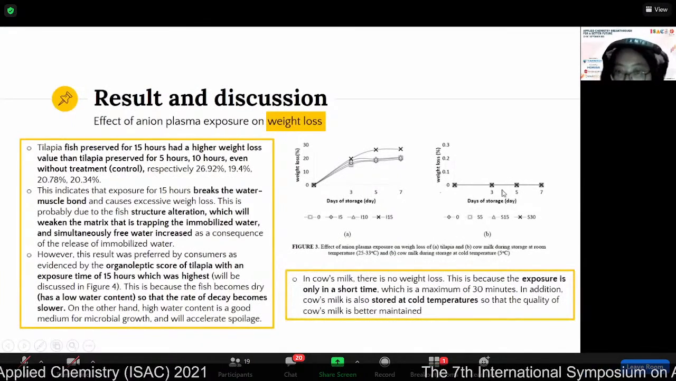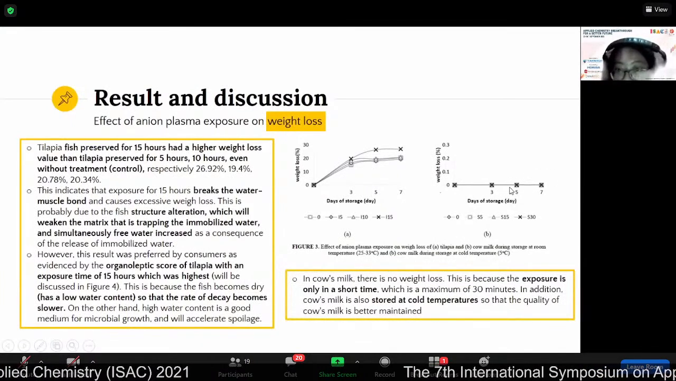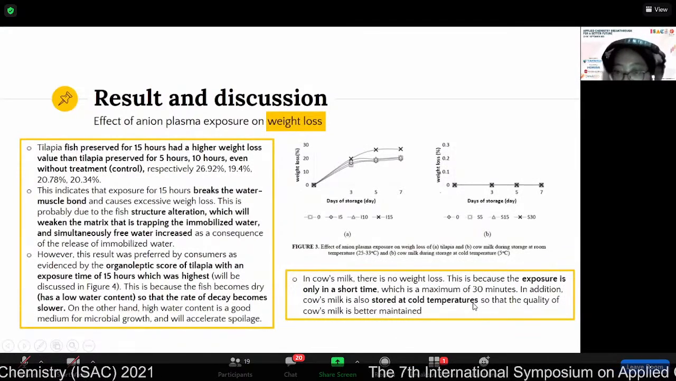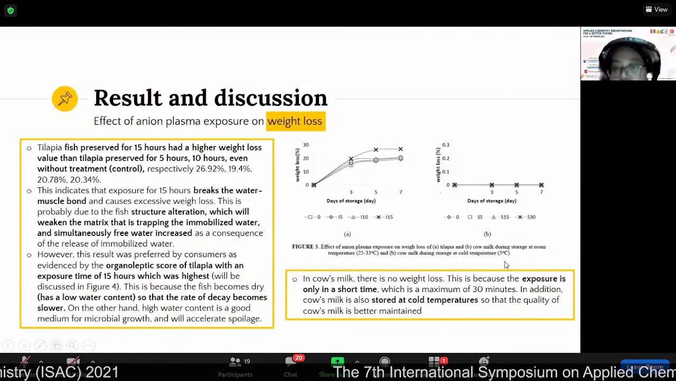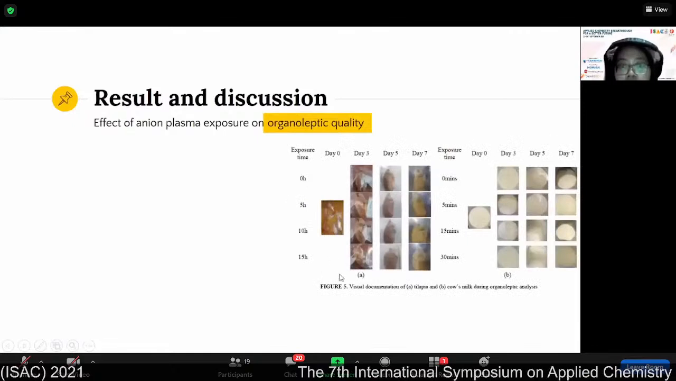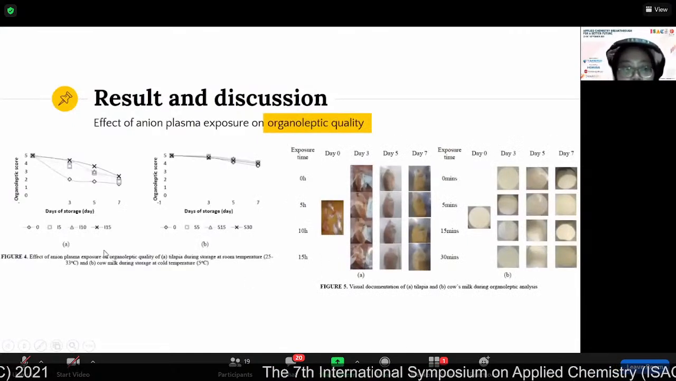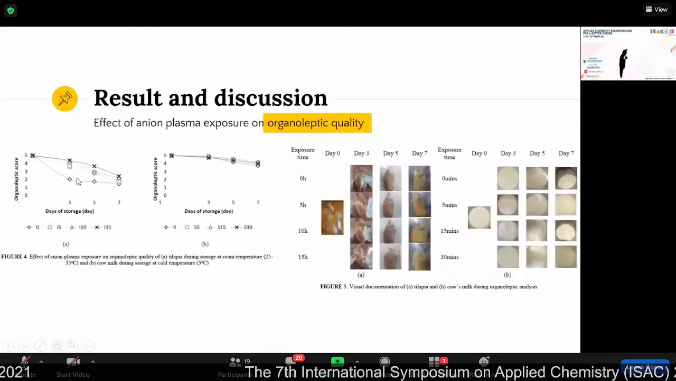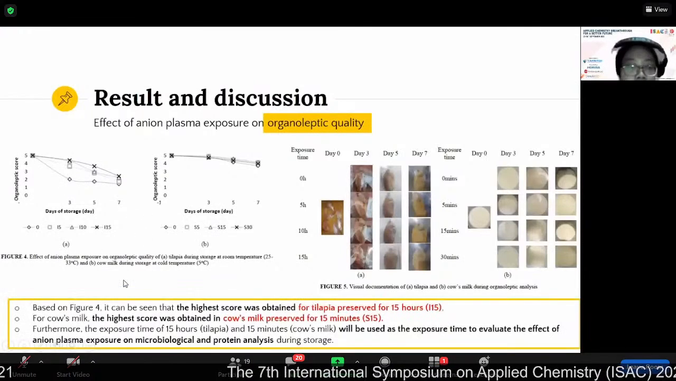And in cow's milk, there is no weight loss. This is because the exposure is only for a short time and stored at cold temperature, so the quality of the milk is better maintained. And here's the organoleptic quality result. This is the visual documentation, and this is the figure of the organoleptic score.